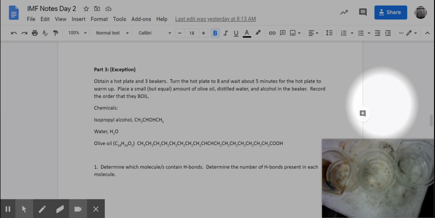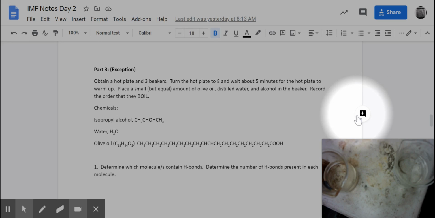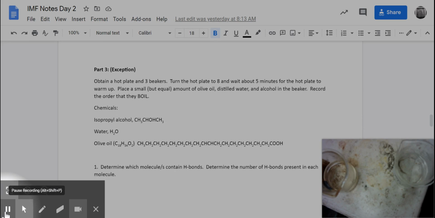Isopropyl alcohol is already starting to boil. For safety reasons, I'm going to take that off. So we have 2 remaining. Isopropyl alcohol boiled first. Oil is right here where the tongs are. And then now this is water.